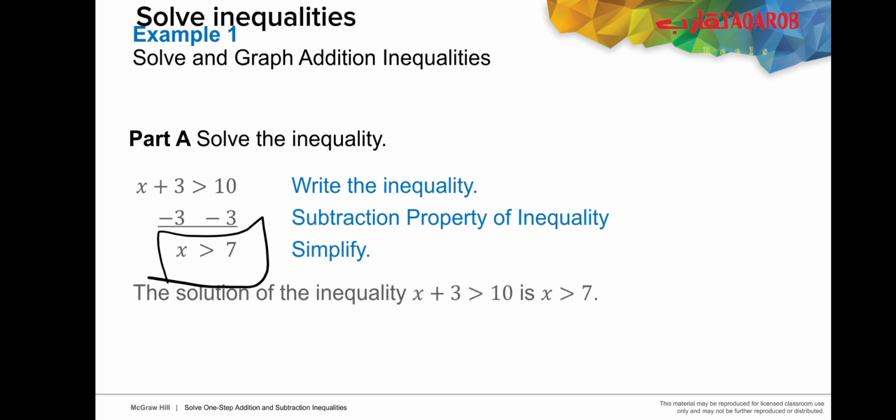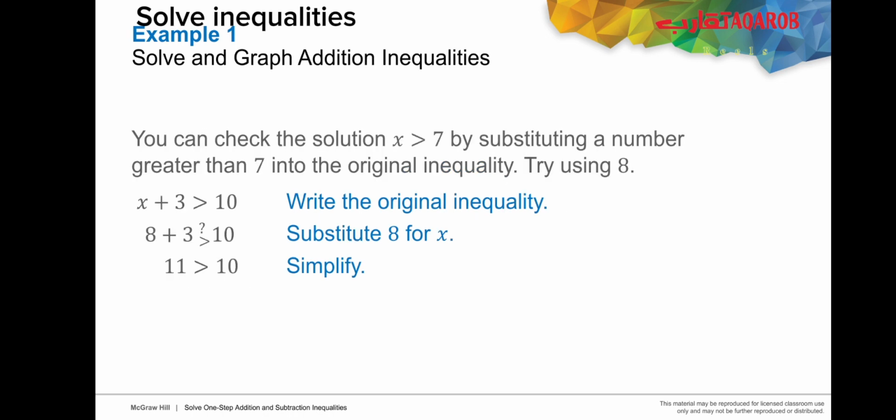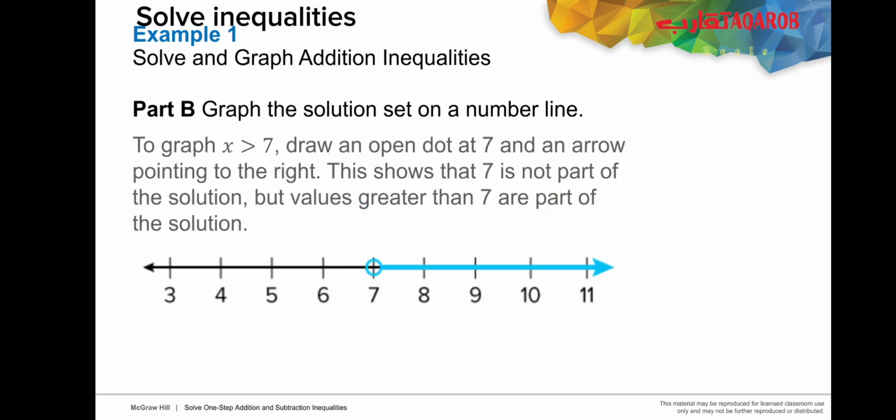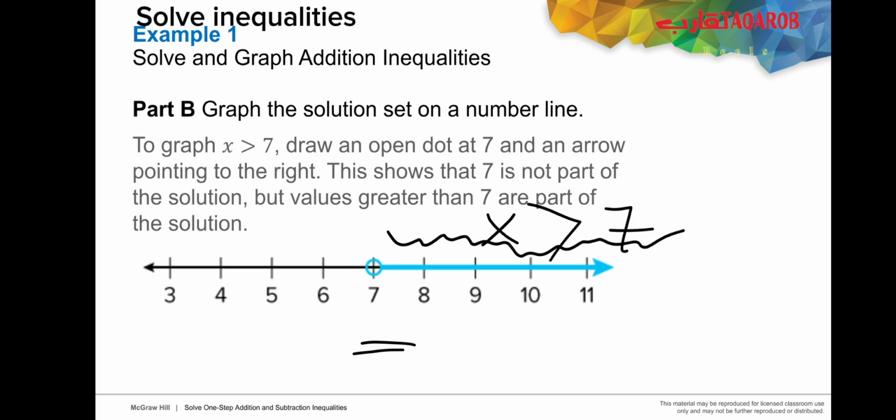Now, what do we have to do? We should graph it. To graph it, all we have to do is go to number 7, and since there is no equal sign under the more than, I will put an open circle around it. After that, I will graph the number line to the right. Why to the right? Because they said x is more. This means that all of the values of x are more than 7. Only more.